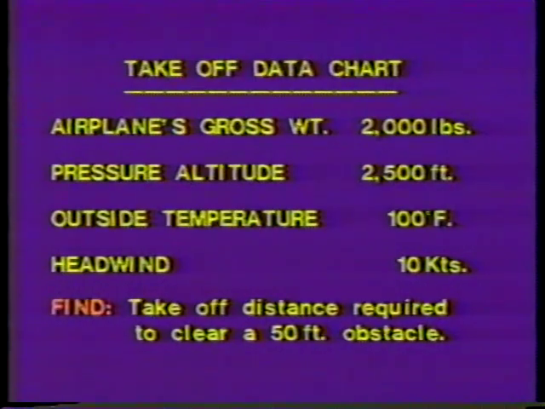Using the takeoff data chart, let's find the total takeoff distance required to clear a 50-foot obstacle using this given information. Airplane gross weight, 2,000 pounds. The pressure altitude is 2,500 feet. The outside air temperature is 100 degrees Fahrenheit, and the headwind is 10 knots.